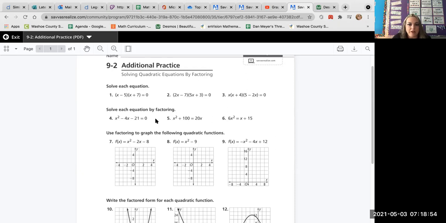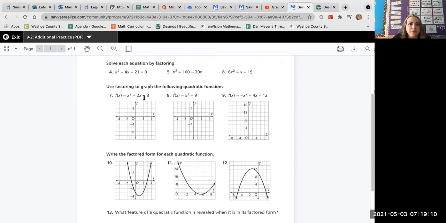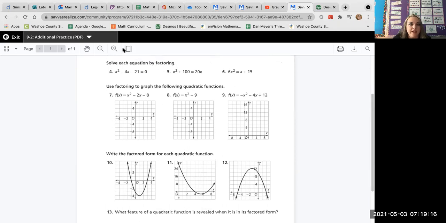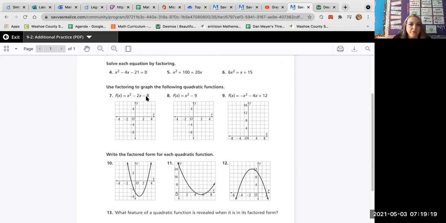This one we've already been kind of working on. If it's not already set to 0, you need to subtract or add or do whatever to get all of your terms into a trinomial on the left side or the right side, and then just factor it like we've been factoring since topic 7. So here's one where we're going to use factoring to graph this. First we need to identify the factors of this. We need 2 numbers that multiply to give us -8 and that add to -2. So we know that that is going to be a -4 and a +2. So our factors are x minus 4 and x plus 2.